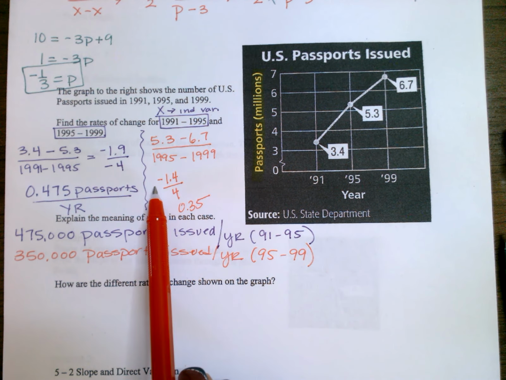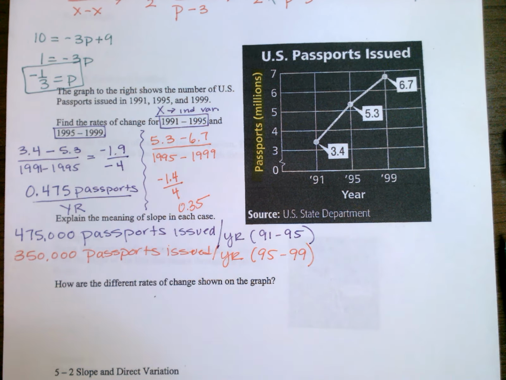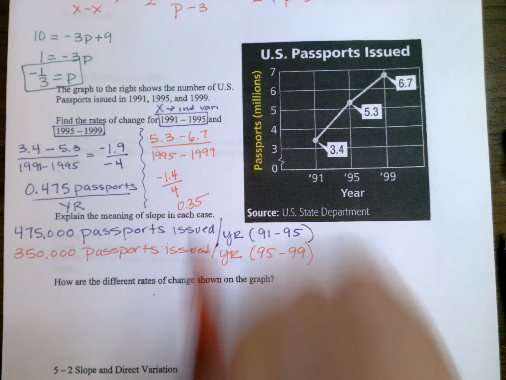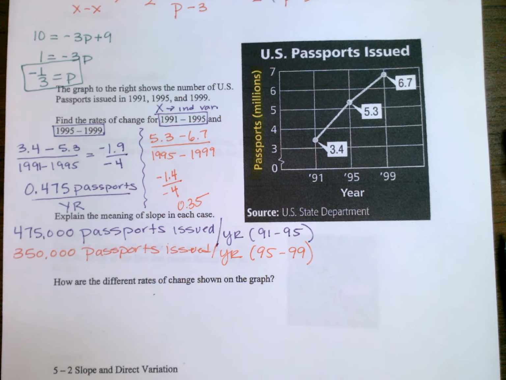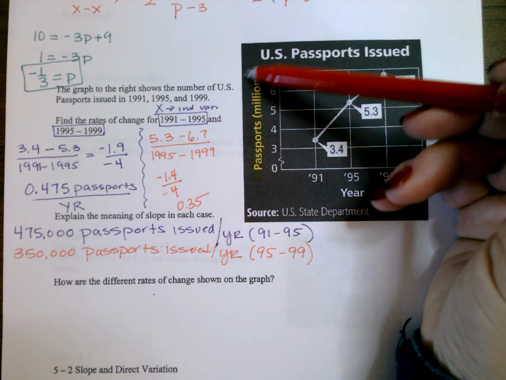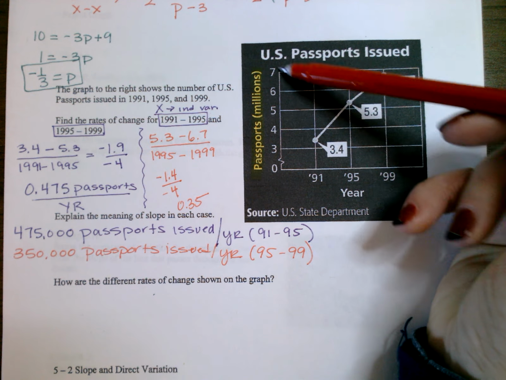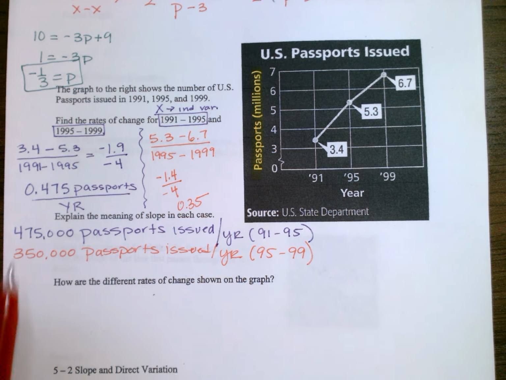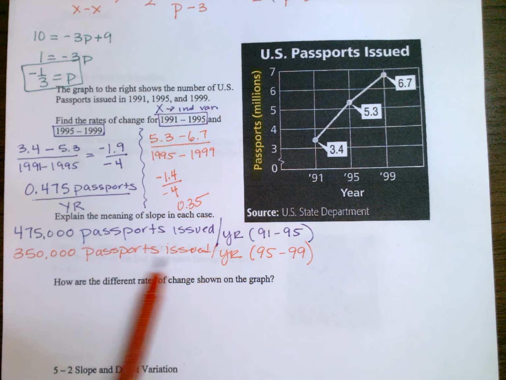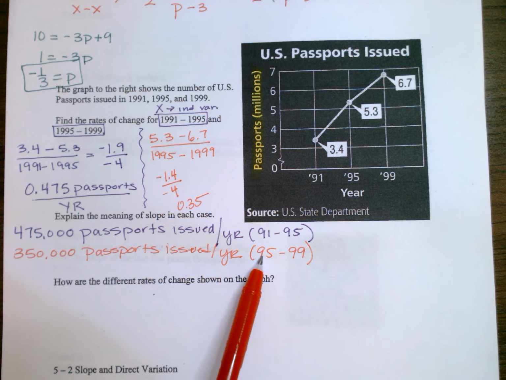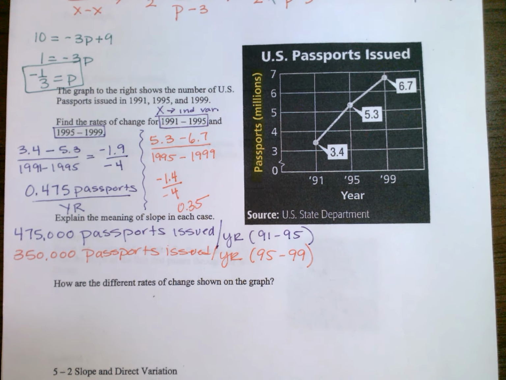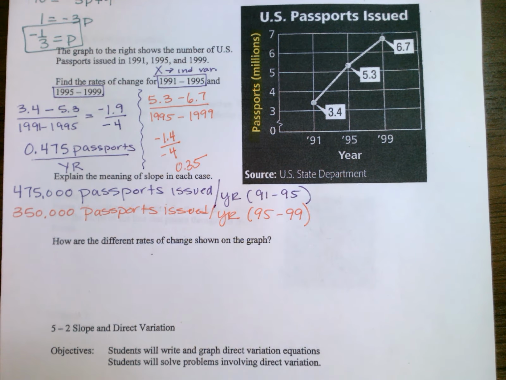I wrote the equation. I did the math. I got negative 1.4 over 4. Oops. Yes. And then I should have a negative sign. Ended at 35 hundredths. Remembering we're really talking about millions here, reading my graph carefully, 350,000 passports issued per year in 95 through 99. So the question then is, how are the different rates of change shown on the graph?